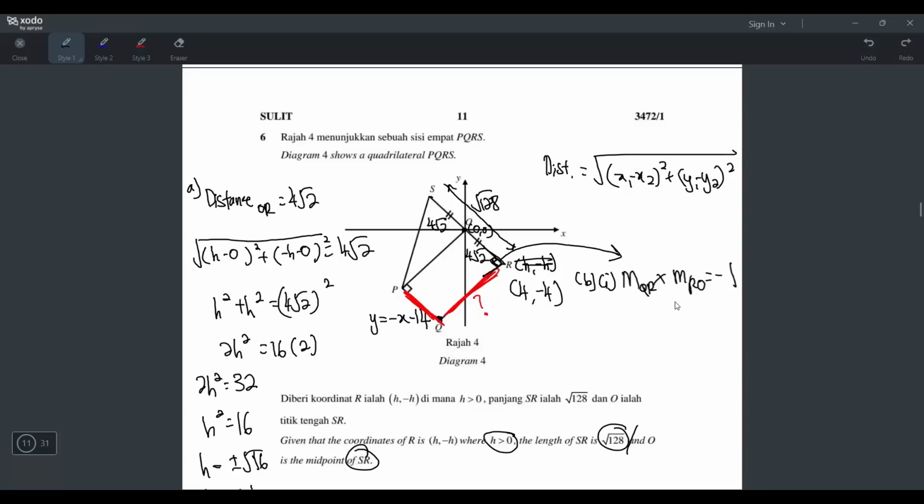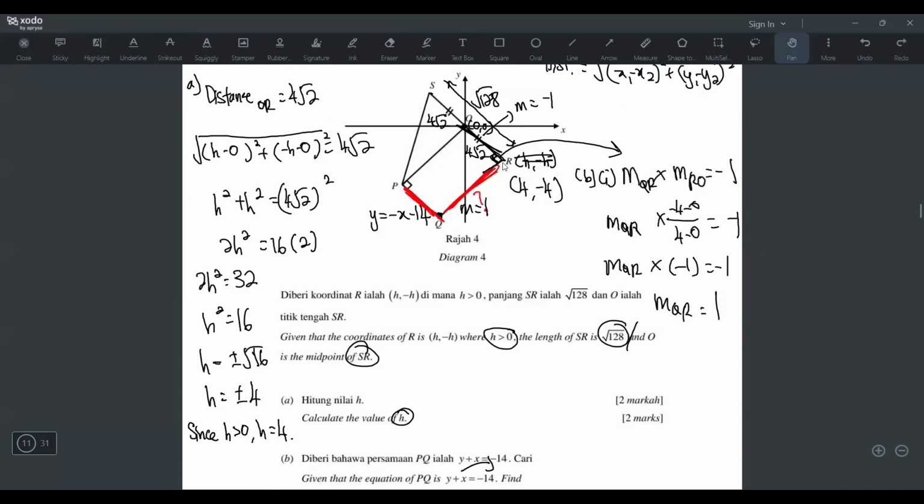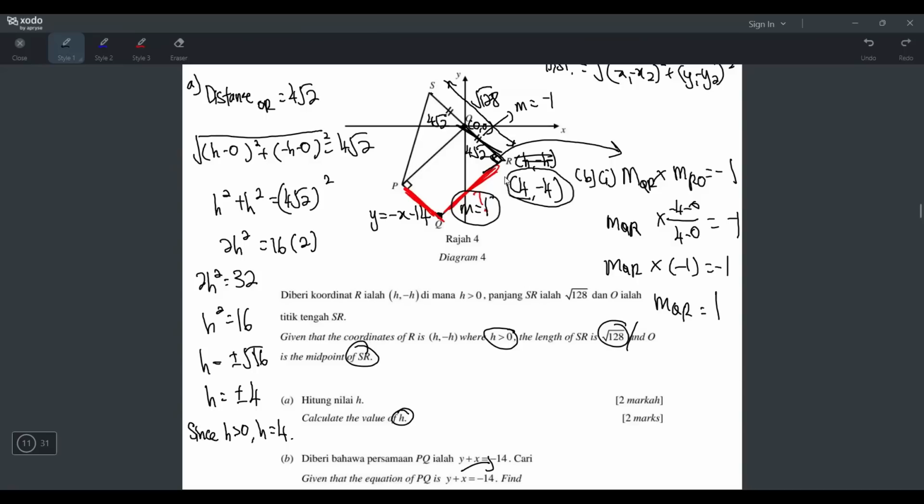Now I can find the gradient of RO using y minus y over x minus x: -4 minus 0 over 4 minus 0. And this one will be the gradient of QR. So gradient of QR times -4 divided by 4, which is -1, equals -1, and then the gradient of QR is -1 divided by -1, which is 1. This line, the gradient is -1, but this red line, the gradient is 1. I'm finding the gradient because I'm trying to find the equation of QR. Now you have the gradient and also a point it passes through, so now you can find the equation of the straight line.